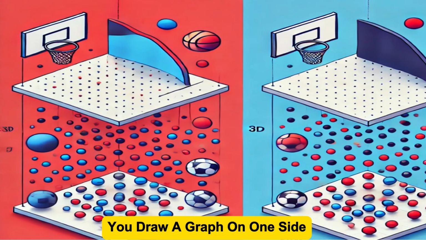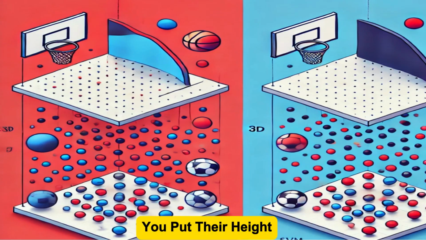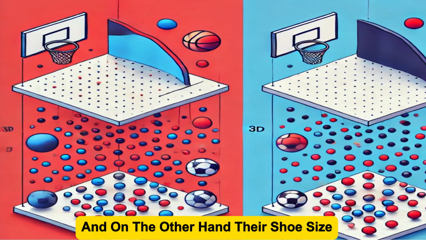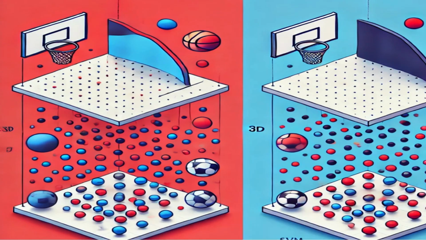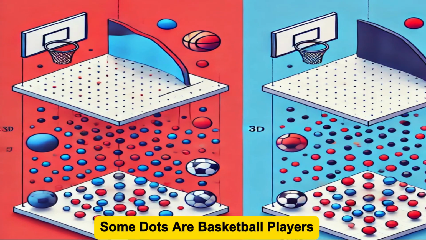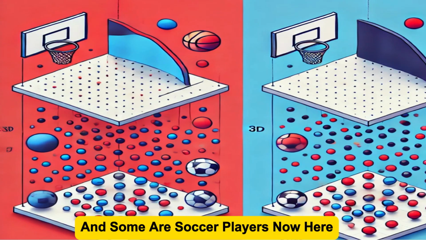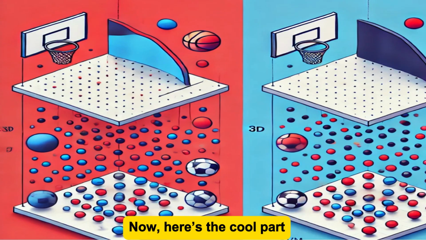Okay, you draw a graph. On one side you put their height and on the other side their shoe size. Each player becomes a dot on the graph. Some dots are basketball players and some are soccer players. Now here's the cool part.